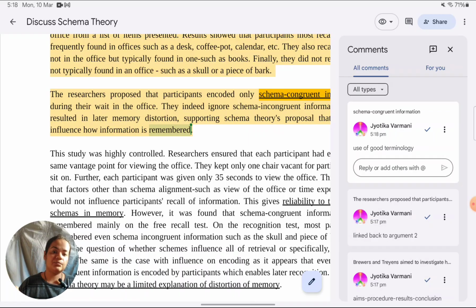Why? Because in the initial argument, we just said it influences encoding and retrieval. Now, what are we adding in light of this study? That it is also schema congruent information which is encoded, and schema incongruent is the one which is deleted. These aspects we can explain only after giving the study, because in the context of the study, we can show, okay, in the office, what is congruent is this. This is what participants remembered. What is incongruent is this. Some skull or some top is lying around. That is what they don't remember. So now we are able to relate back. So again, it's helping to further develop the argument. It's adding new elements to the argument.